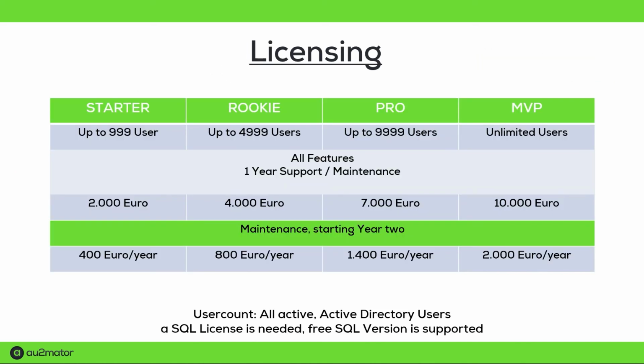About the license, we have 4 different licenses. Each has the same features, the same functionality. We count all your Active Directory users. So, for this amount of users, we have 4 different packages or licenses. It goes up to 999 users, up to unlimited users. And then you have to pay the license cost once at the beginning, so from 2,000 euros to 10,000 euros, and the maintenance is then started with the second year. It is 400 up to 2,000 euro per year.